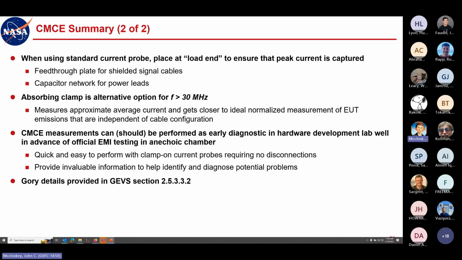These measurements can and should be performed as an early diagnostic in your hardware development lab, well in advance of official EMI testing in the anechoic chamber. They're very quick and easy to perform with these clamp-on probes, requiring no disconnections, and they provide invaluable information to help you identify and diagnose potential problems as early as possible in your product development flow. The gory details are provided in the section of GEVs shown here.